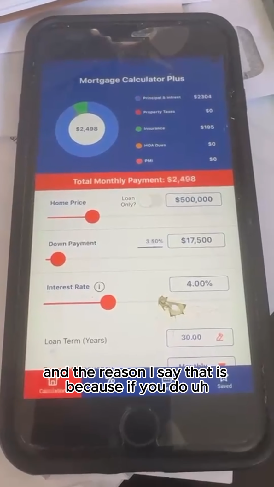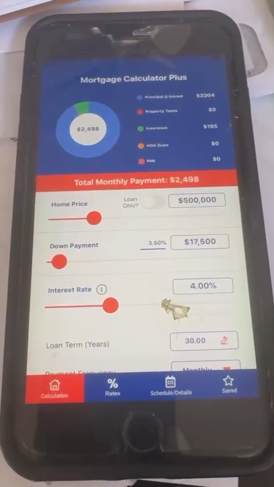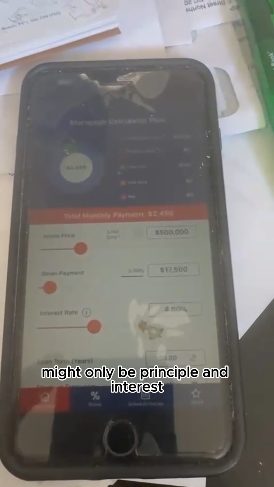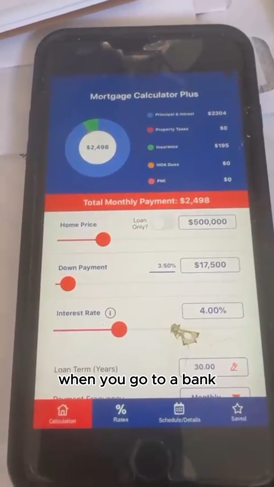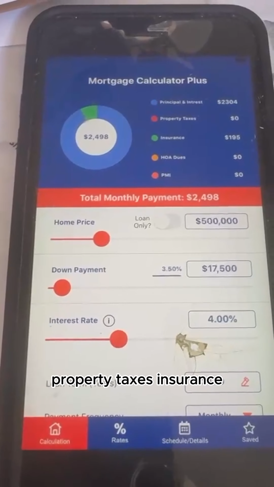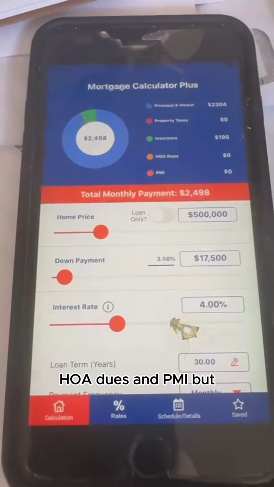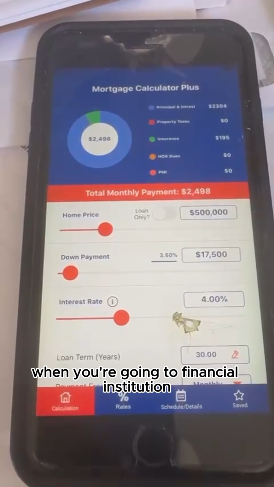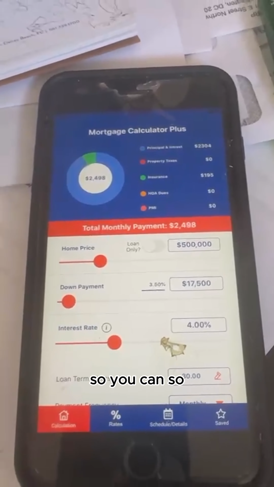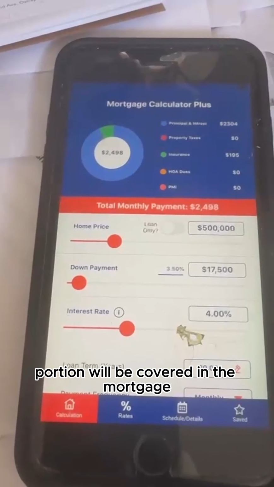And the reason I say that is because if you do some sort of seller or creative financing, the mortgage that you pay to them might only be principal and interest. When you go to a bank, they'll usually want to escrow for these other items, property taxes, insurance, HOA dues, and PMI. So in most instances, when you're going to a financial institution, all of these will be included. So some of the expenses from the operating expense portion will be covered in the mortgage.